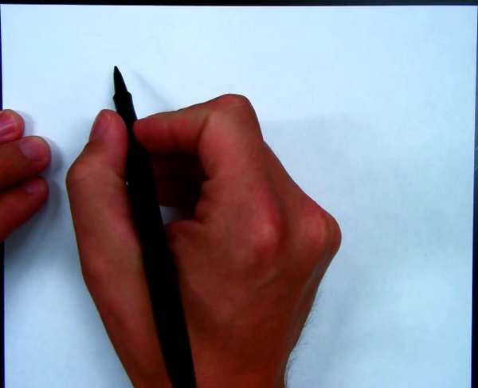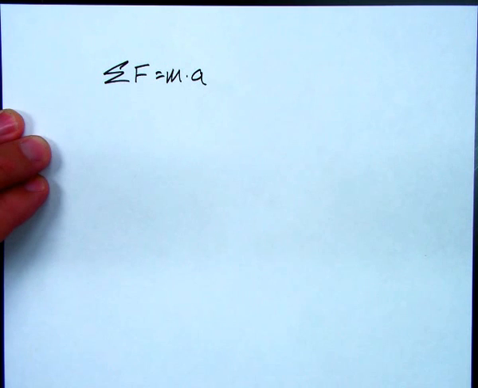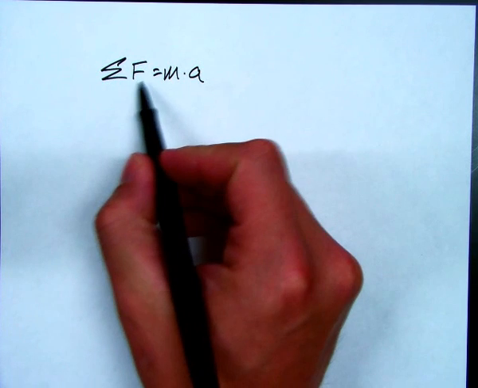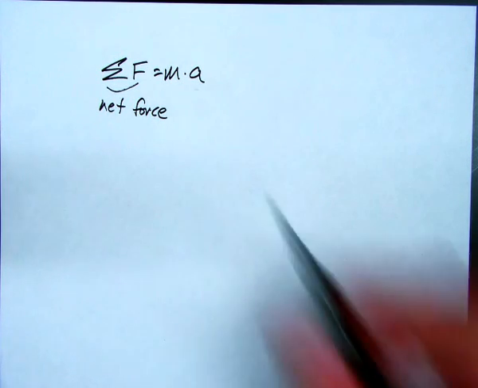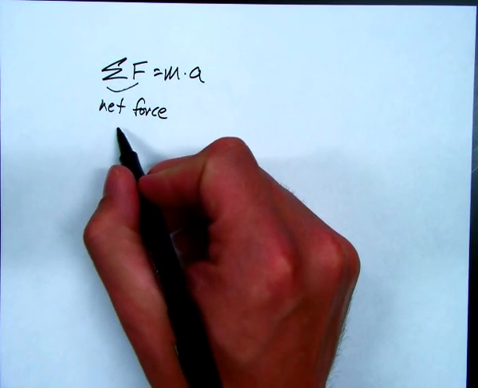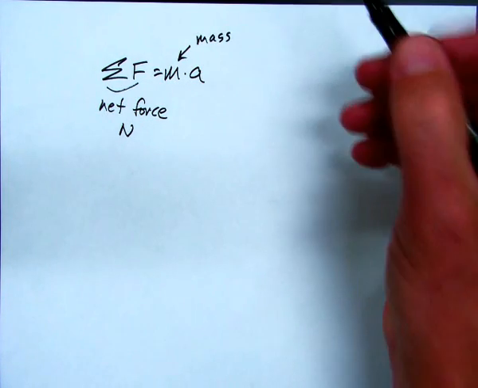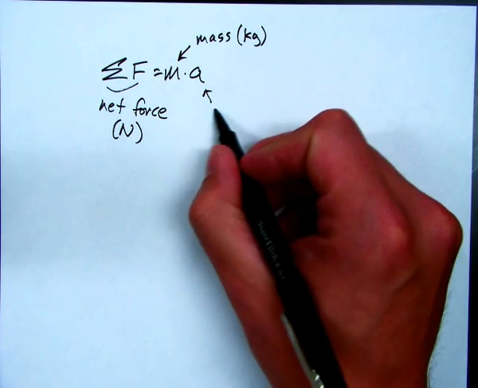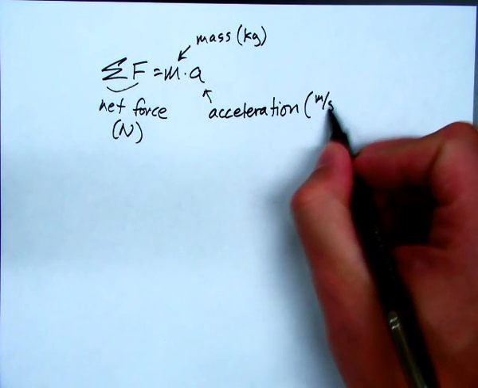Okay, I'd like to walk through how to use Newton's second law of motion to solve a simple force problem. First, this equation is made up of three simple parts. Sigma F stands for net force, or the sum of all forces. That's measured in newtons. M, of course, is mass, and the standard is to measure that in kilograms. The A is for acceleration. The unit for that is meters per second squared.